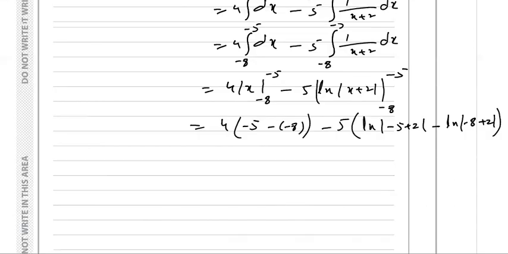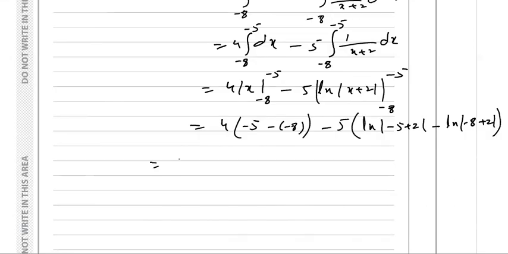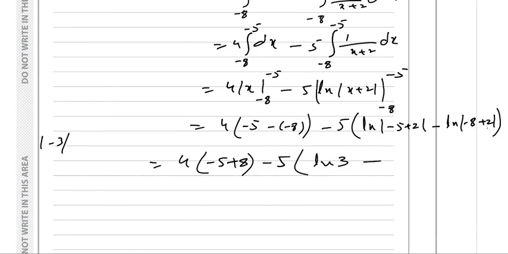Okay, let's simplify that one now. I will have from here 4 into -5 plus 8, -5 log of -5 plus 2 will be -3, but you know the negative mod is also positive, so it means it will be log of 3. Minus, in the same way, -8 plus 2 will be -6, but the modulus of -6 is a positive value, so it will be log of 6.